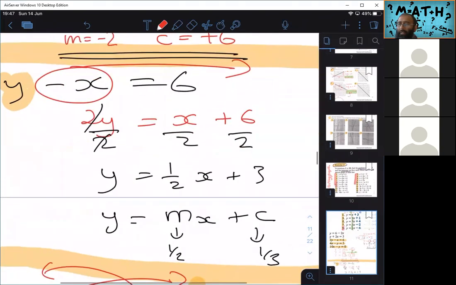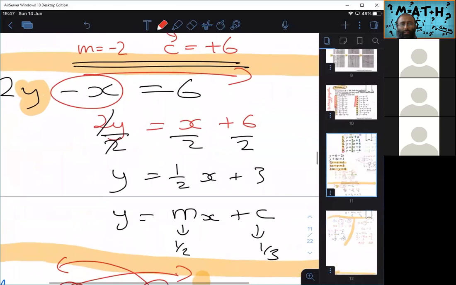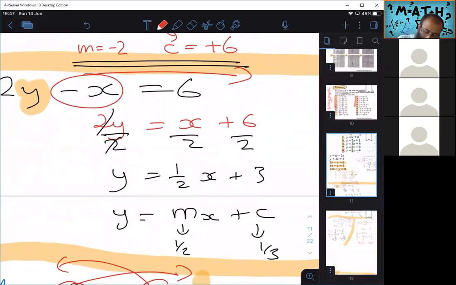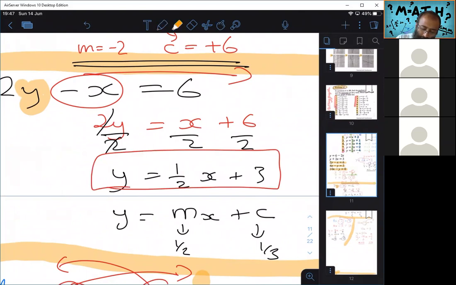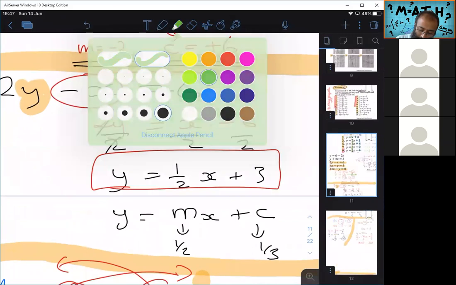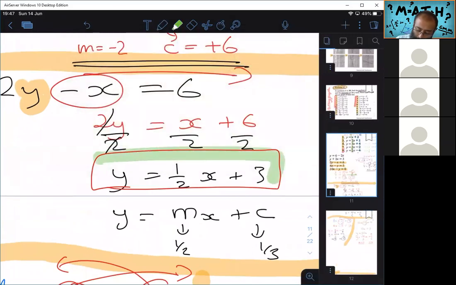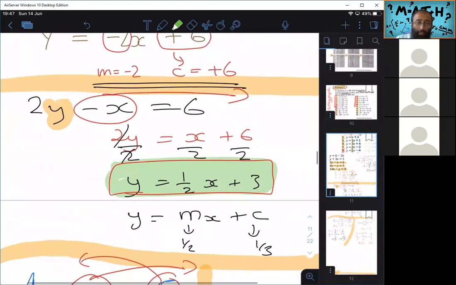Okay, let's ask Layla. What do you get for the first one, Layla? Layla, what was your answer for that first one? What was your answer? I got the same thing. I wrote y equals minus 2x add 6. Okay, well then that's completely not the answer we were looking for. Now, let's have a look how I got my answer.